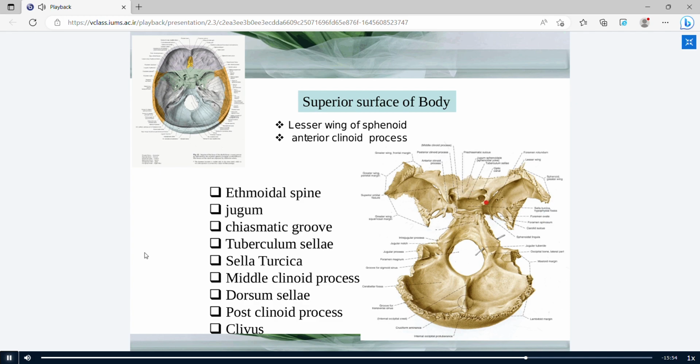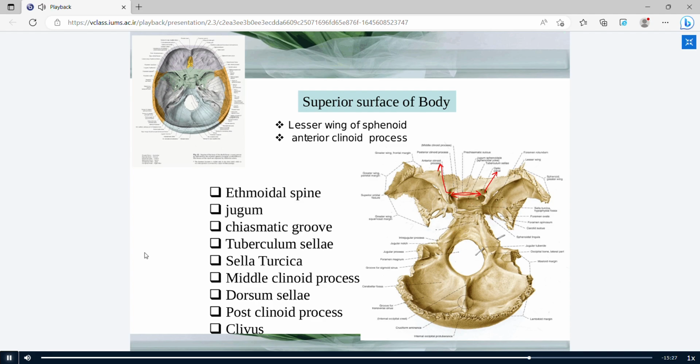Inferior to the jugum, you can see the chiasmatic groove is here. Chiasmatic groove. At the corner, the chiasmatic groove continues with the canal, the optic canal. This is the optic canal, entering the orbital cavity.